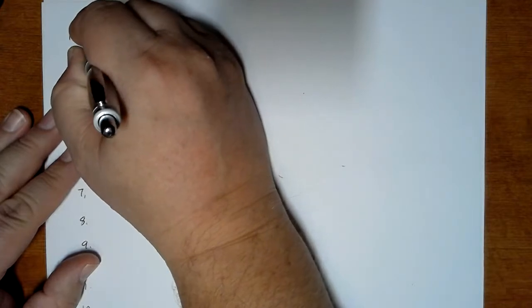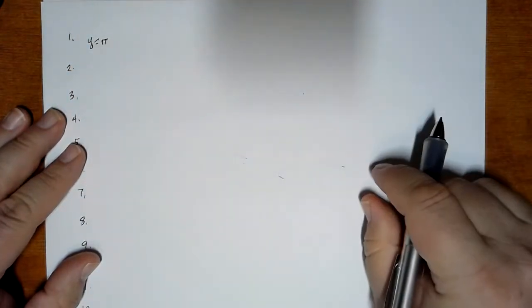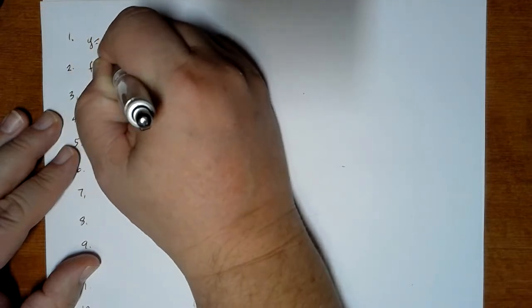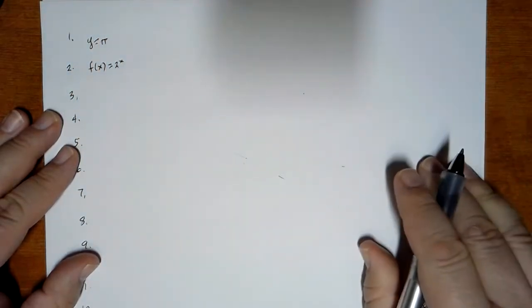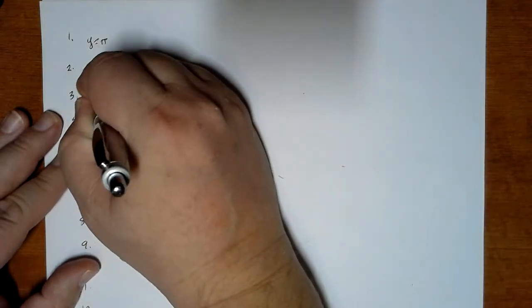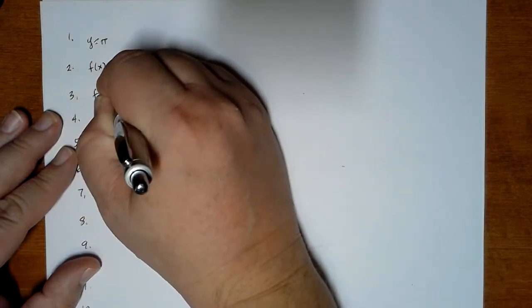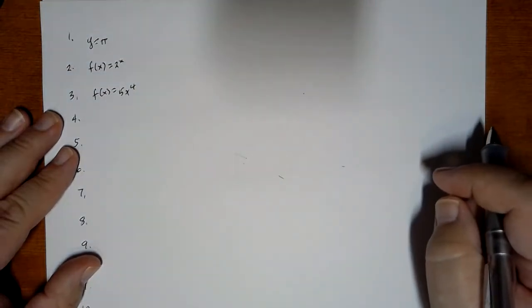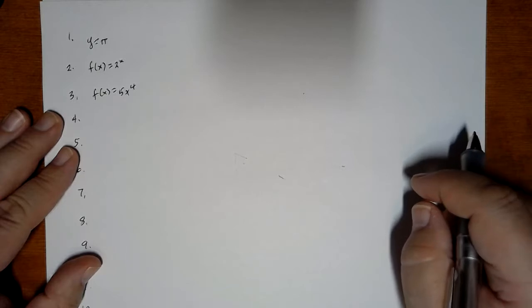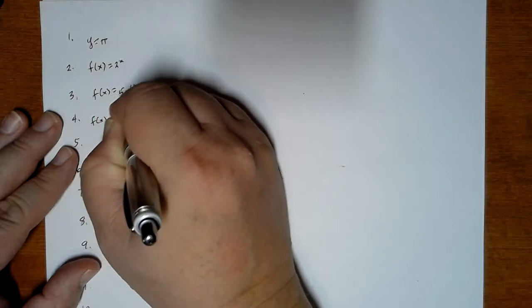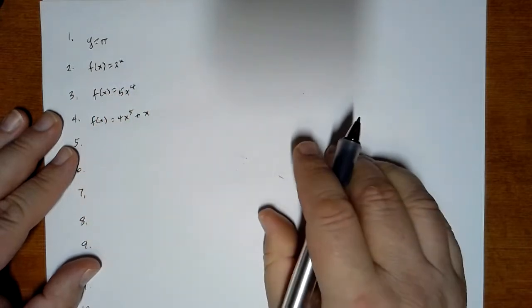Number one, y equals pi. Write down the derivative. 2, f of x equals 2 to the x. Number 3, f of x equals 5x to the 4th power. Number 4, 4x to the 5th plus x.